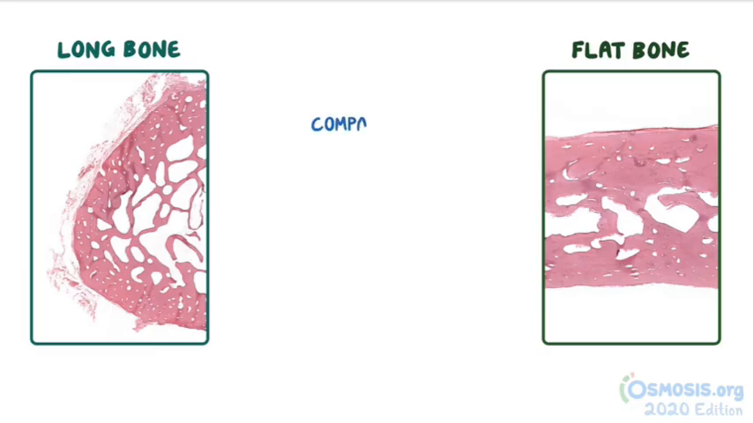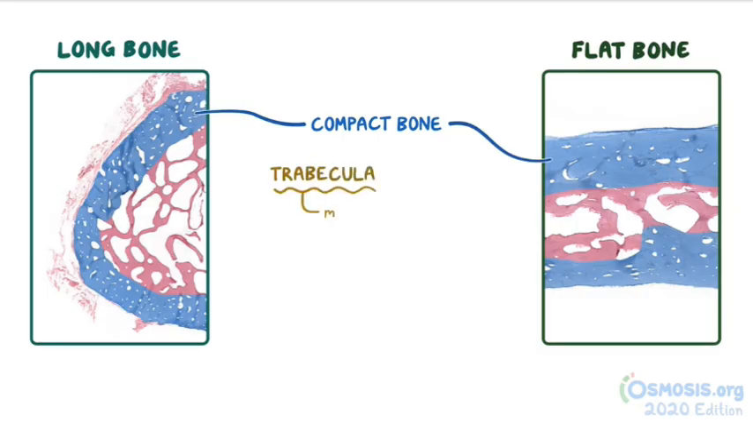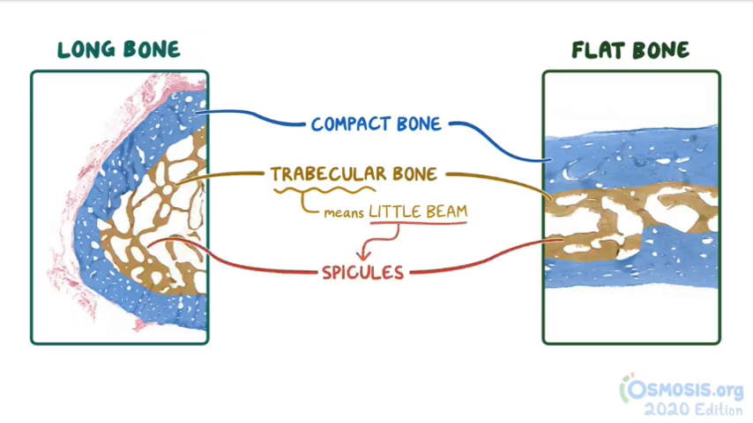Since the denser compact bone is typically found closer to the surface, it's seen in the long bone along the outer edge, whereas the flat bone has compact bone on both of its outer flat surfaces. Trabecula means little beam in Latin, which is why the trabecular bone has small beam-like structures that are also called spicules. The spicules connect with each other to form a network of interconnecting spaces that contain bone marrow.